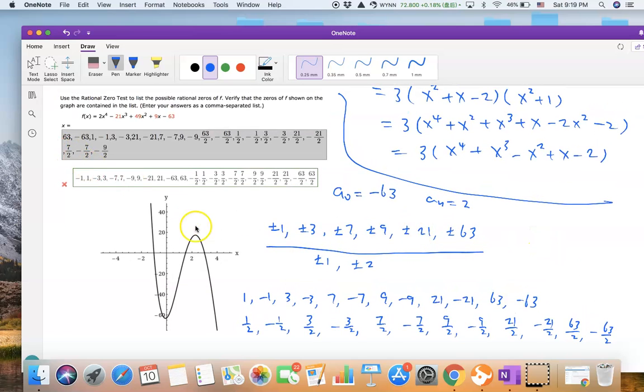So here, the reason the student got it wrong is because positive 9 over 2 is missed.